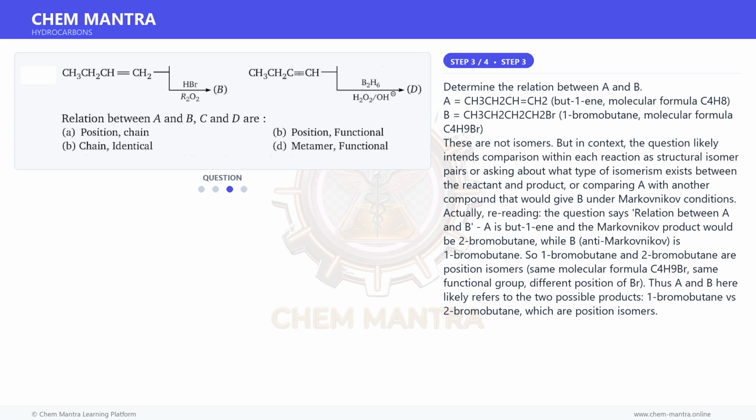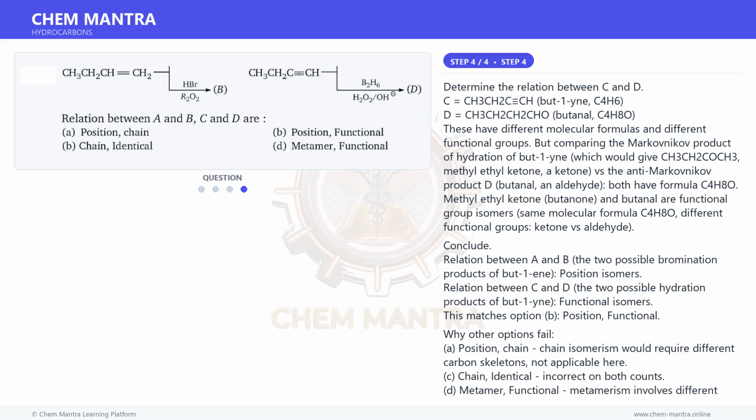Actually, rereading, the question says relation between A and B. A is but-1-ene and the Markovnikov product would be 2-bromobutane, while B, anti-Markovnikov, is 1-bromobutane. So 1-bromobutane and 2-bromobutane are position isomers, same molecular formula C4H9Br, same functional group, different position of Br. Thus A and B here likely refers to the two possible products, 1-bromobutane versus 2-bromobutane, which are position isomers. And for the final step, determine the relation between C and D.